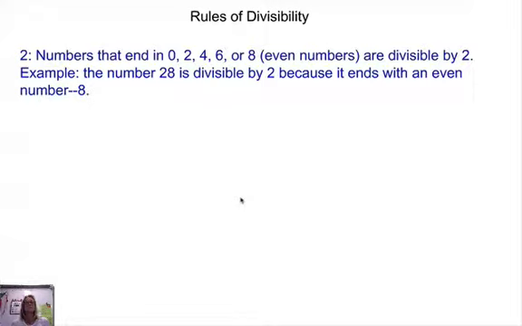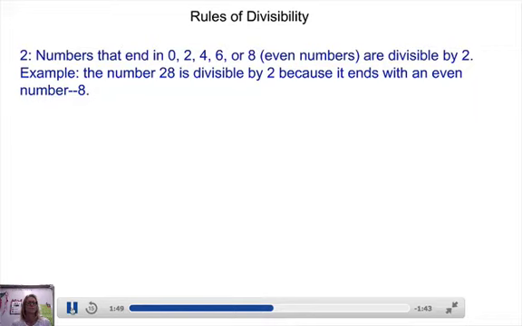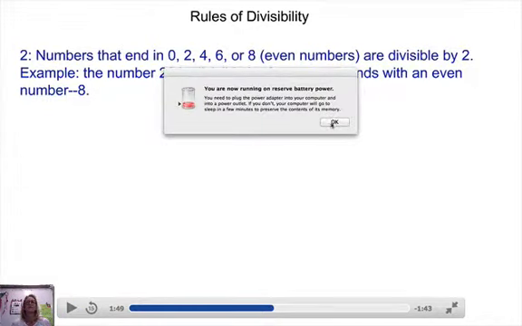So the rules of divisibility. These are going to come fairly quickly. I'm going to see if I can pause this. There we go. Oh, goody.